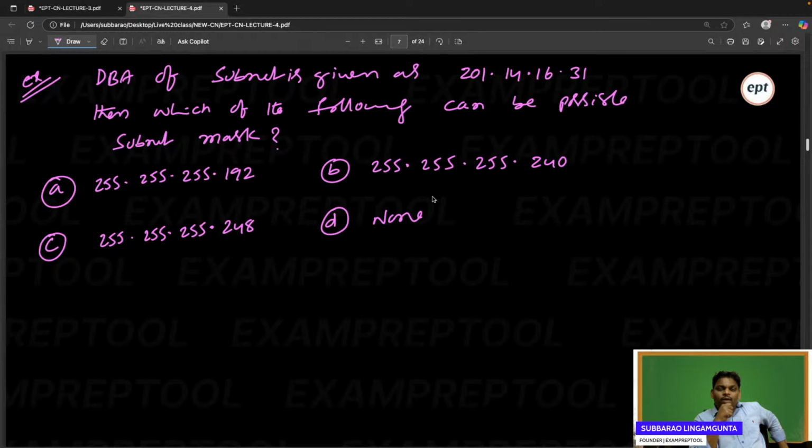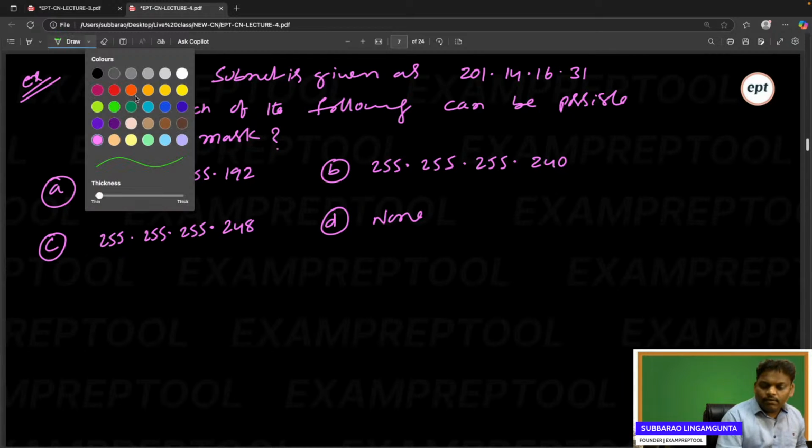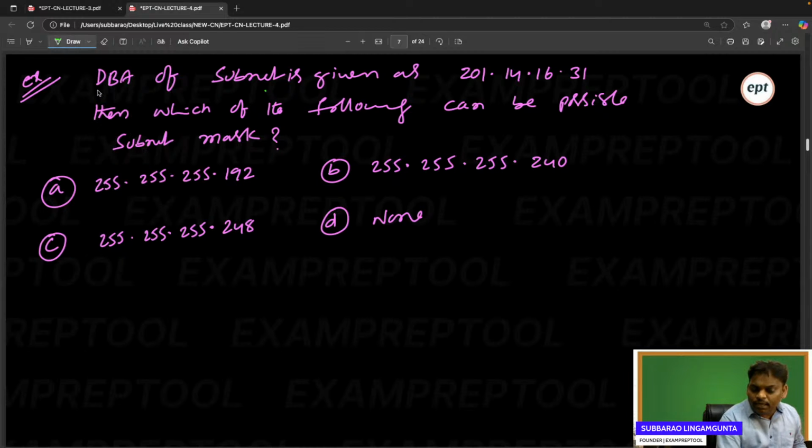Can anyone give the answer? It is a very interesting problem. First, don't think much, write it in binary format. Whatever is given is a DBA, a directed broadcast address, of a subnet.